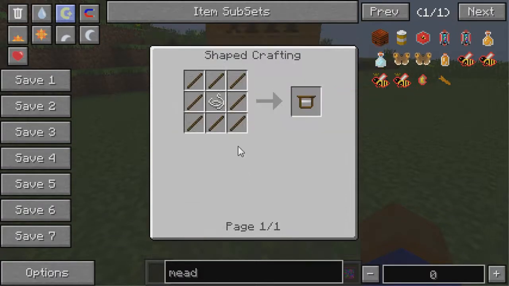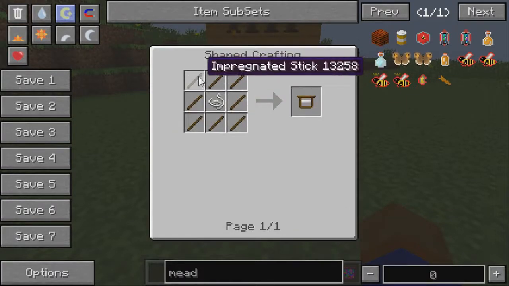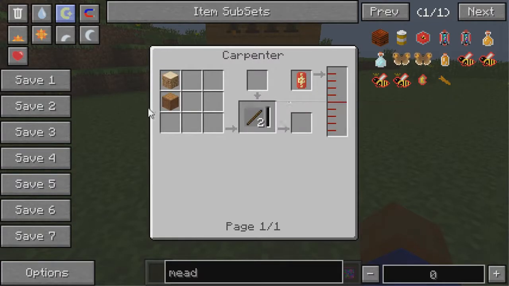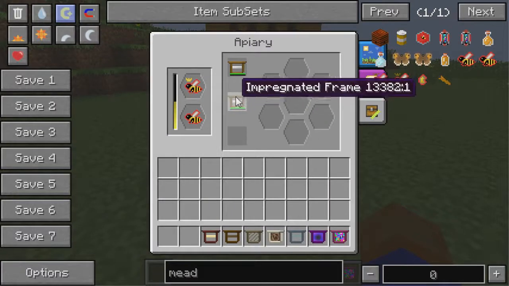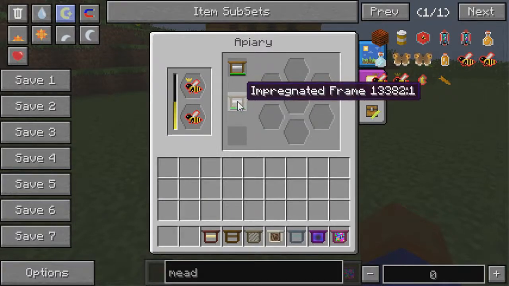But it's a little bit more expensive to make. It needs the impregnated sticks, which is made from some seed oil and some logs in your carpenter. Now, the benefit of making these, they have a much larger durability at 240 instead of 80.